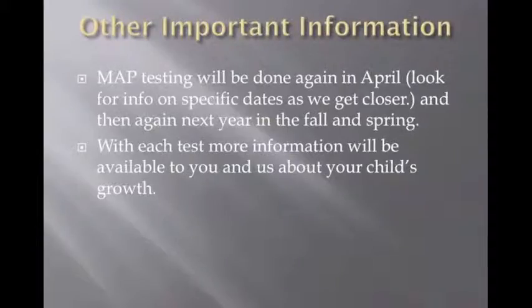Other important information you may need to know: MAP testing will be done again in April. Look for the info on specific dates as we get closer to that time, and then again next year in the fall and of course the spring. With each test, more information will be available to you and us about your child's growth. And as I mentioned, the report that we just looked at, for example, will have quite a bit more information for us to look at, and we can start then charting growth and looking at those things and giving our teachers even more feedback and tools to work with to further enrich the education that they have here at Union Ridge.